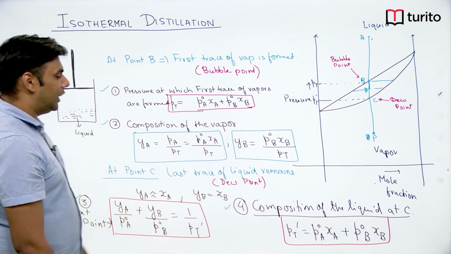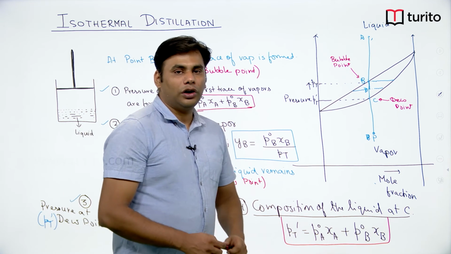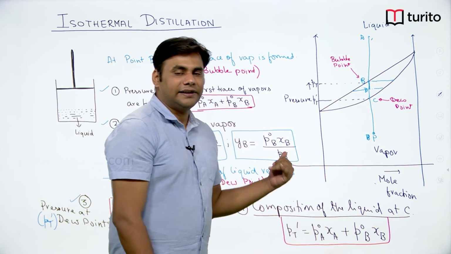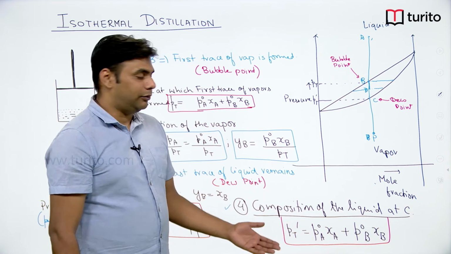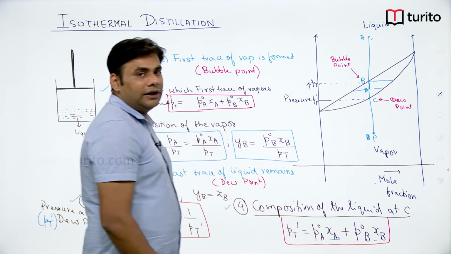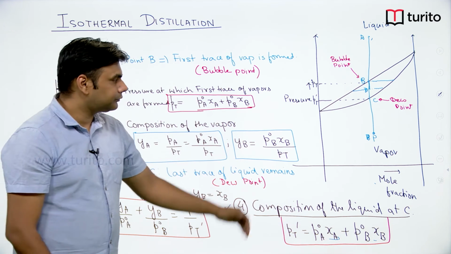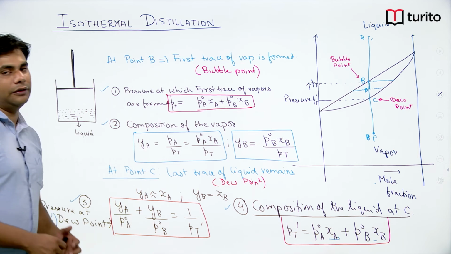Now we can also calculate the composition of the liquid at this point, because we know that total pressure is always P0A into XA plus P0B into XB, where XA and XB are the compositions of A and B at point C. Now on further decreasing the pressure, we will get only the vapor phase.